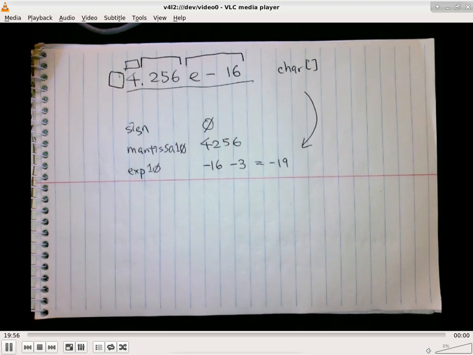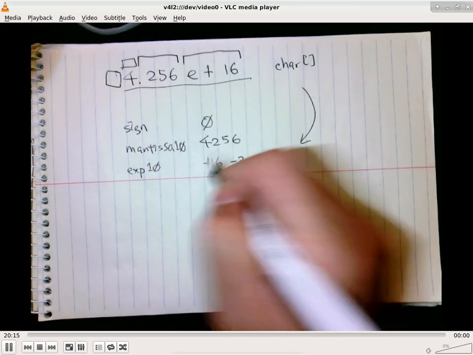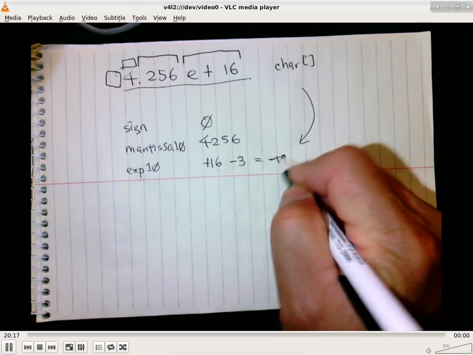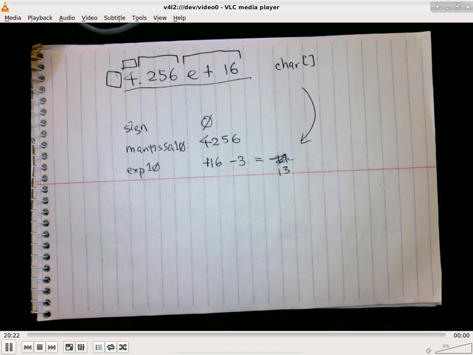Yes? So I have a question. Is it only for the negative exponent? It's negative 16, right? What if it were a bigger number? Is it only for smaller numbers or bigger numbers? It's for both. If this is a plus, then you end up with 16 minus 3, so the end result here is going to be 13. Yeah, makes sense. So it would work the same way. It works the same way.